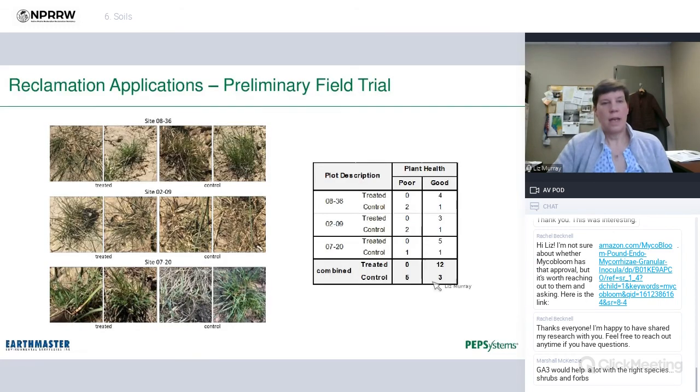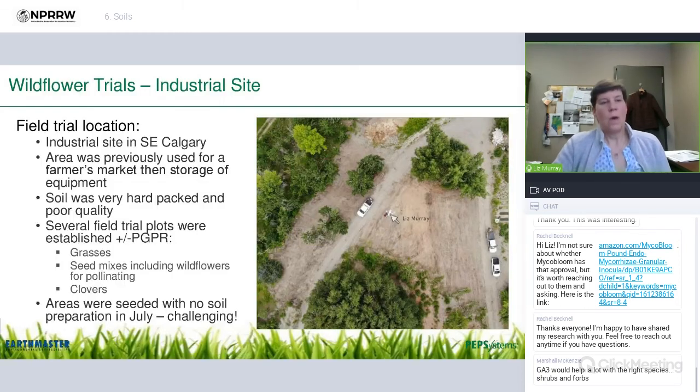And this is some not great pictures of what they looked like. Like I said, this is a small trial with a small number of plugs. And we were looking at a visual evaluation of plant health, whether it was poor or good. And we did see visually that there was quite a better outcome when these plugs were treated with P2PR before they went in the ground. And so that was our preliminary field trial with P2PR treated plugs.